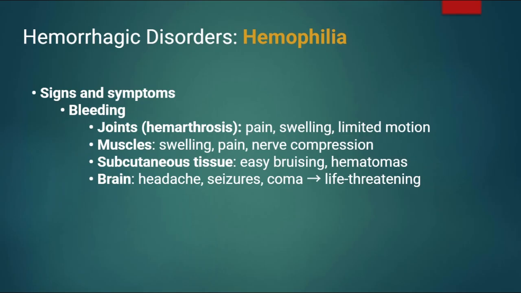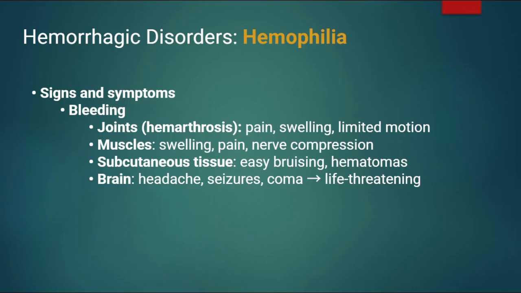Bleeding into the muscles can cause swelling, pain, and sometimes nerve compression. For example, if blood pools in a large muscle group like the thigh, it can press on nerves and blood vessels, leading to numbness, tingling, or impaired circulation. In the subcutaneous tissue, patients may develop large bruises or hematomas even from minor bumps. This is a visible warning sign that clotting is impaired.